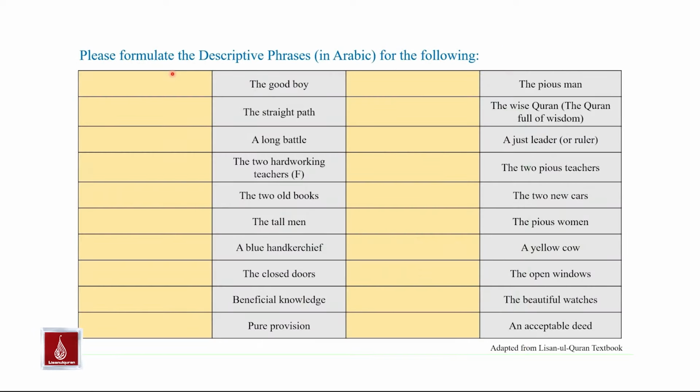We will now do some practice and we will formulate the descriptive phrases or murakkabi tawsifi in Arabic for the following phrases in English. The pious man. Ar-rajulus salihu. We are adding al with the Mosuf and al with the Sifat because we are using the in the English phrase. Please also note that in English, the Sifat, that is pious, comes first and the Mosuf, which is man, comes later. And in Arabic, the Mosuf comes first and the Sifat, which is as-salihu, that comes next.